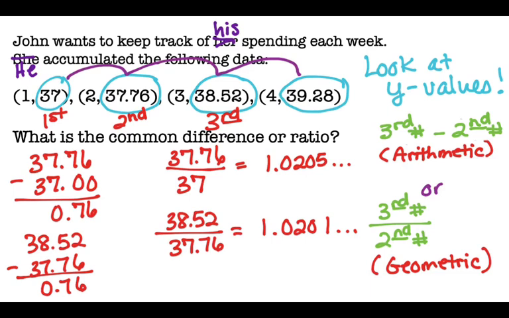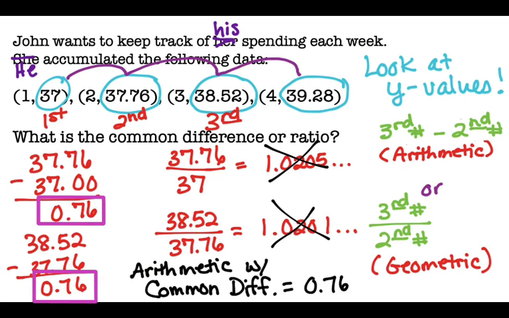Now if you notice, those decimals are very close to each other for geometric. They're trying to trick you. So don't fall for the trick. It has to be exactly the same answer for both in order for it to be that method. And you notice 76 cents matches, but these two do not. So therefore it is arithmetic, and the common difference is 76 cents. So don't fall for their trick.